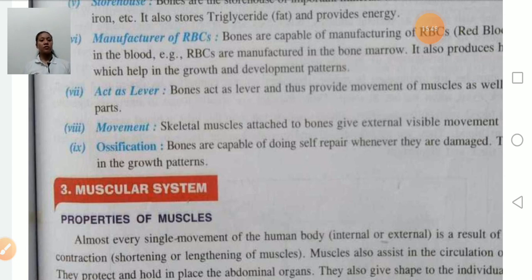Movement: skeletal muscle attached to the bones provides you external visible movement. And ossification: bones are capable of self repair. If a bone is damaged, it may repair itself. If you take proper treatment, it will repair itself.